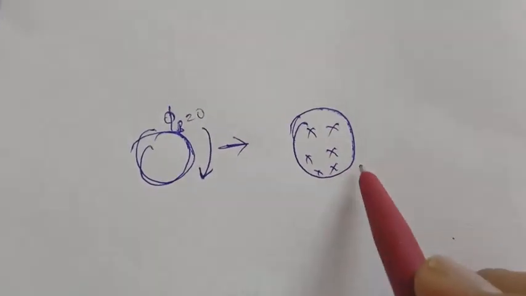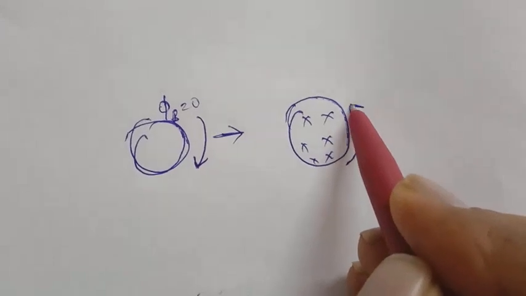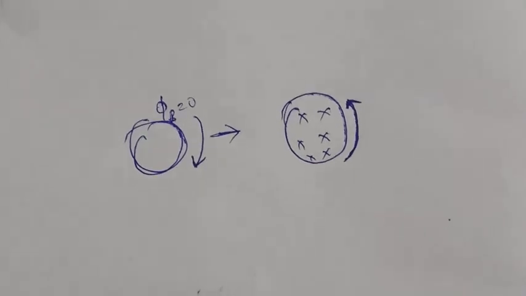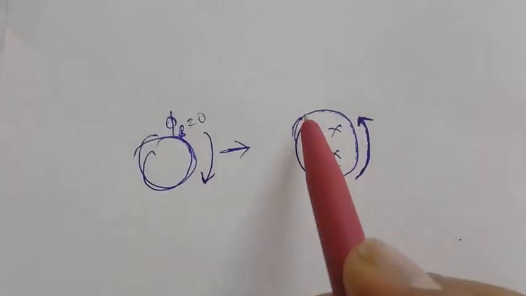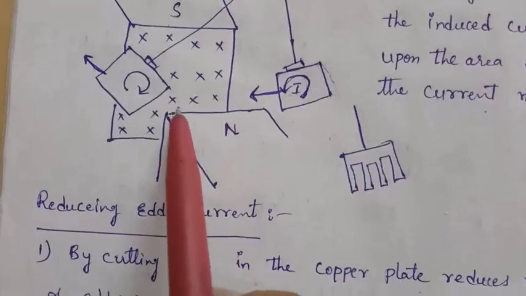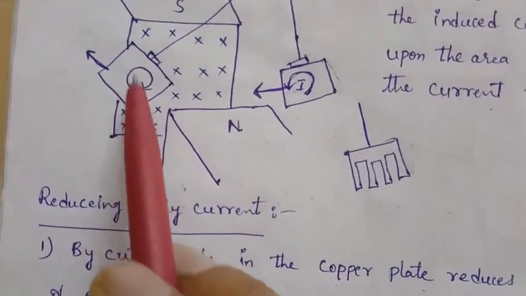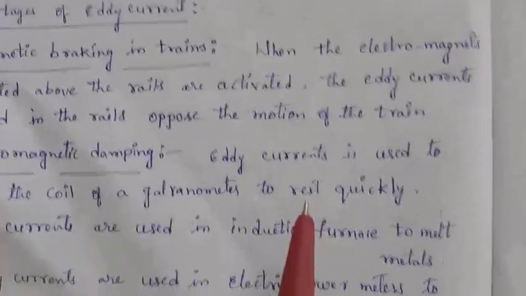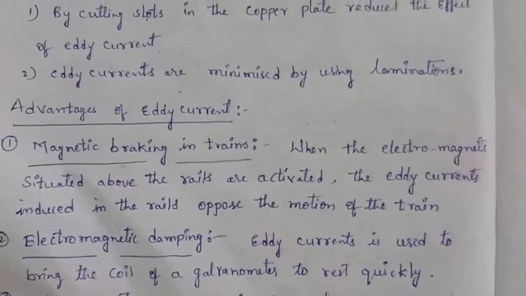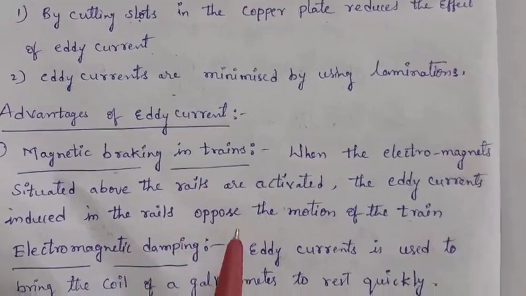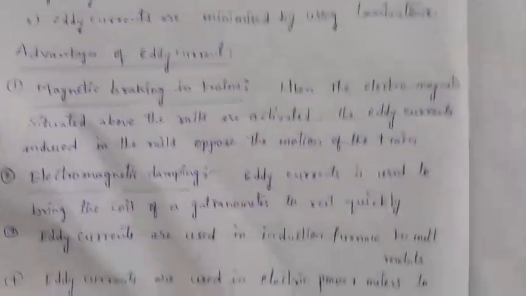So in the opposite direction the EMF is induced. You have to apply in the opposite direction, and EMF is induced, means automatically this current will be used to stop the wheel's motion. Why? Because at the time of leaving, this magnetic field will be used to stop these oscillations. Like this also, magnetic braking in train. When the electromagnets situated above the rails are activated, the eddy currents are induced in the rails and oppose the motion of the train. And similarly, electromagnetic damping.